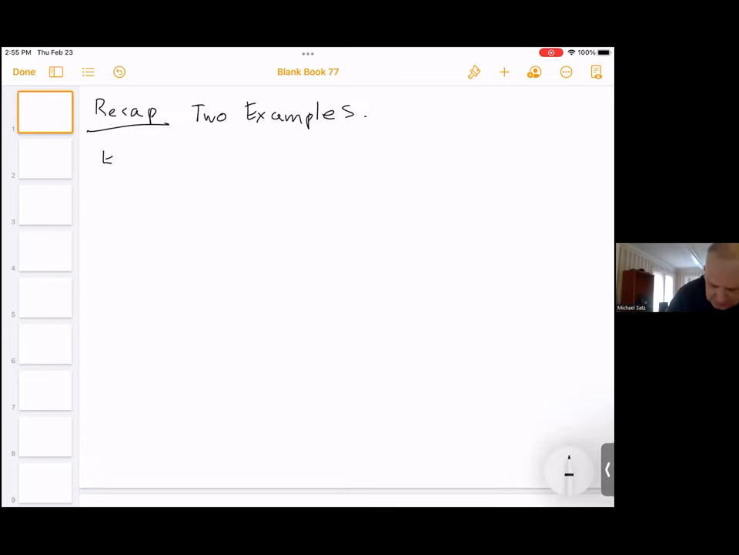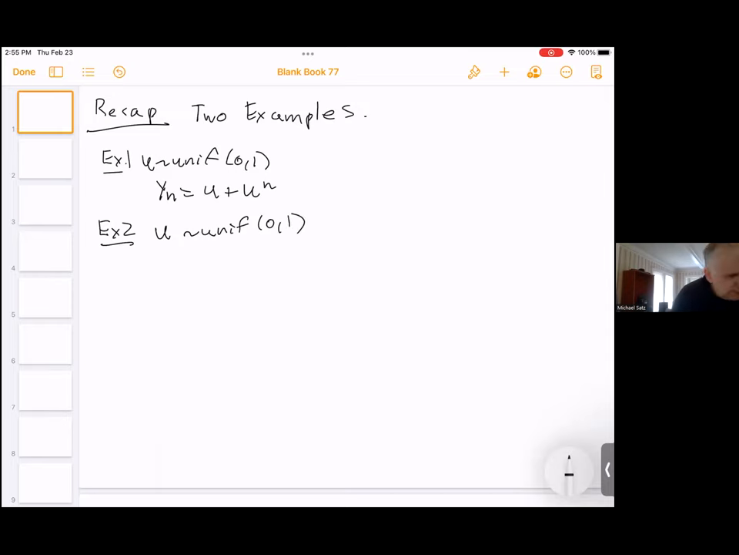All right, so we had two examples. I'm going to write the examples here. One was U uniform 0,1, and Yn is U plus U to the n. You could make something different. Let's call this example one. And example two was, separate example, so not the same uniform or anything, U is uniform 0,1, and let's call this Xn. And this was equal to U plus an indicator function of the nth interval of U. Here, I'll define it down here. Okay, and here are the intervals.